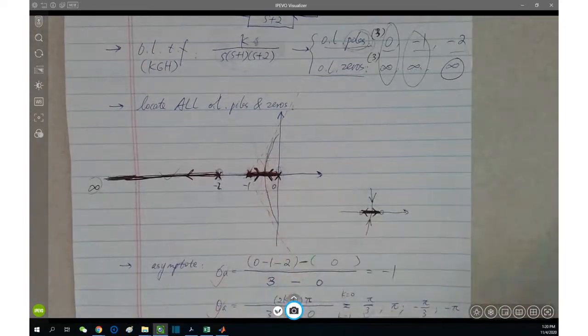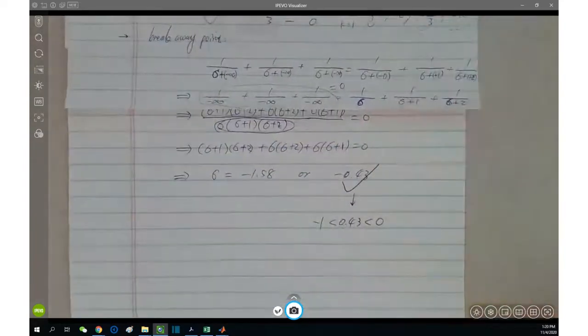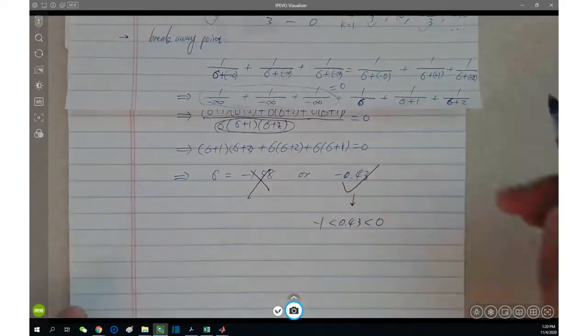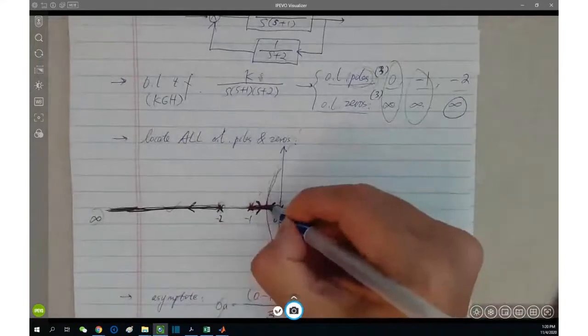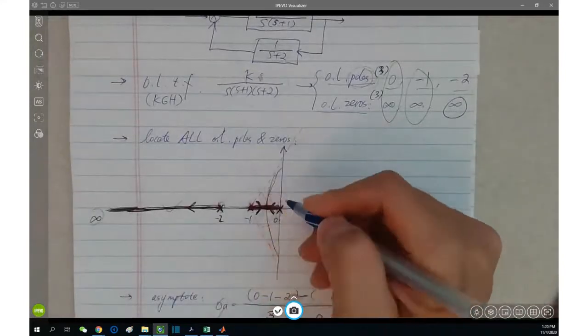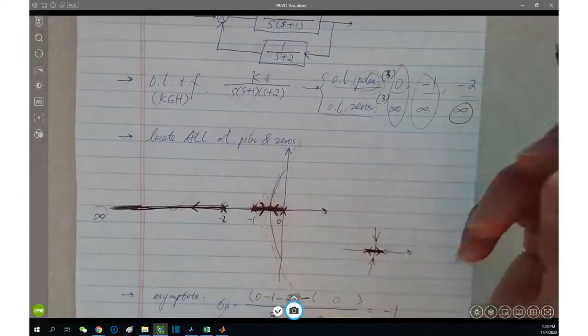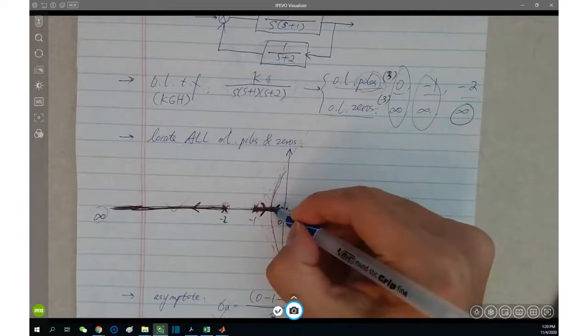Okay, so we are selecting this one. That's why. So abandon this guy. So now we got the breakaway point. It's located somewhere here, a little bit right to the middle point between -1 and 0. So it's about here.